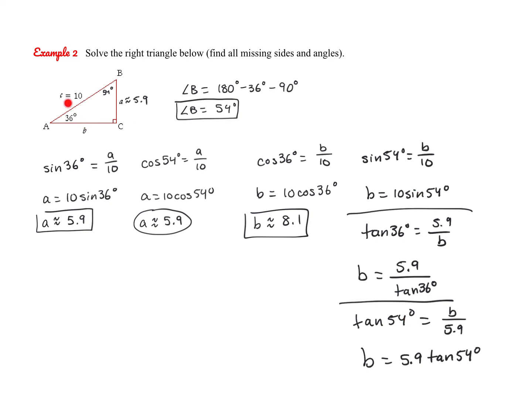Or again, a last way we could have found side length B is using the Pythagorean theorem. So we could have said B squared plus 5.9 squared equals 10 squared. So B would just be the square root of 10 squared minus 5.9 squared. Again, you should get approximately 8.1. So there are a lot of different ways, once you get started, to finish solving these right triangles.